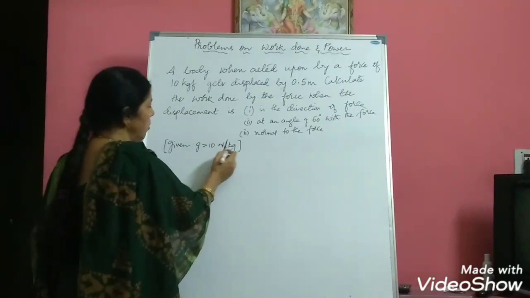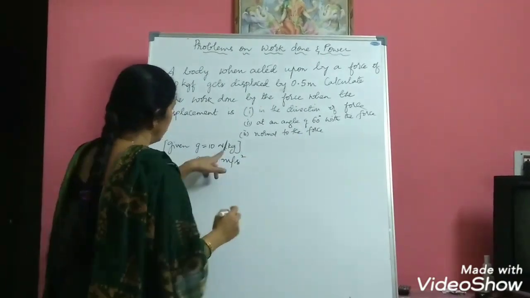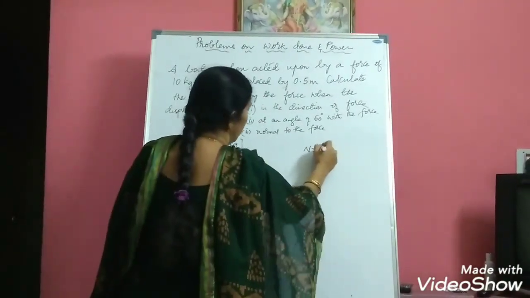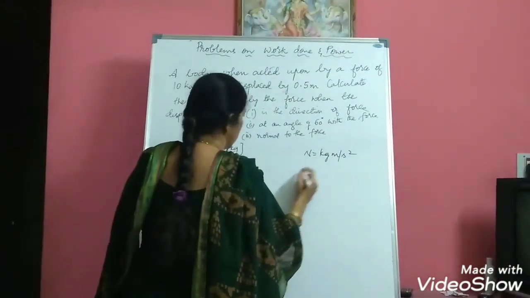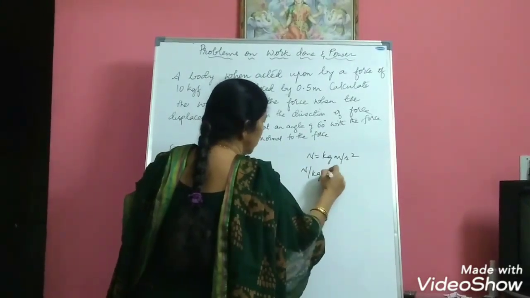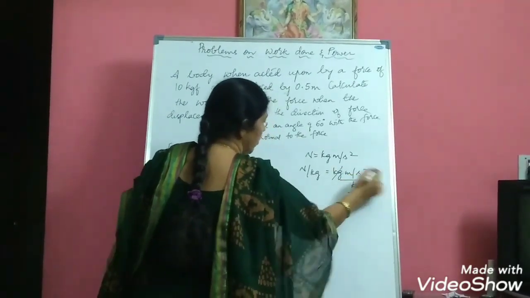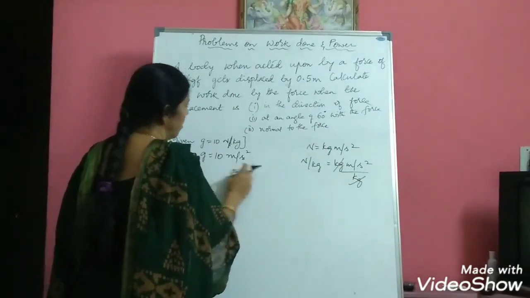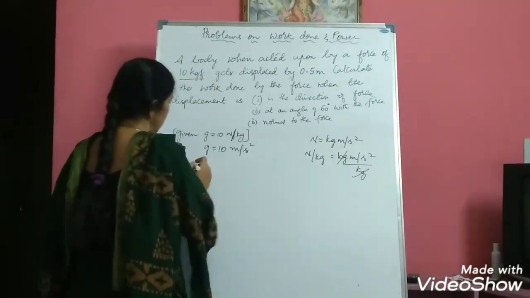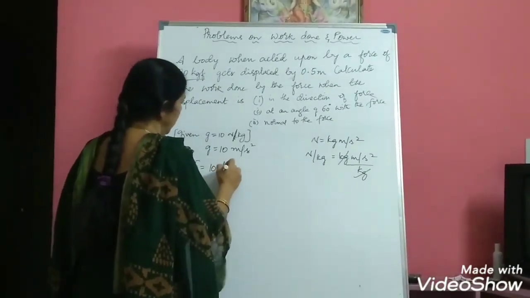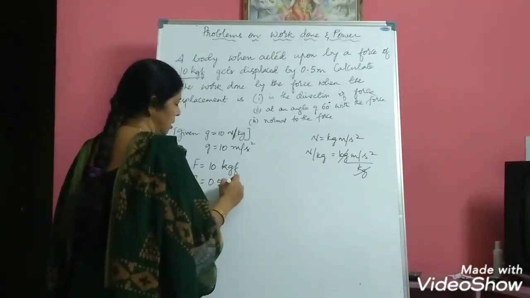Now here g value 10 Newton per kg is nothing but 10 meter per second square, because we know that 1 Newton is equal to kg meter per second square. So if you substitute here, Newton per kg will be kg meter per second square by kg. So you are left with meter per second square. So g is equal to 10 meter per second square. And we are given the force also. Force F is equal to 10 kgf. Displacement s is equal to 0.5 meter.